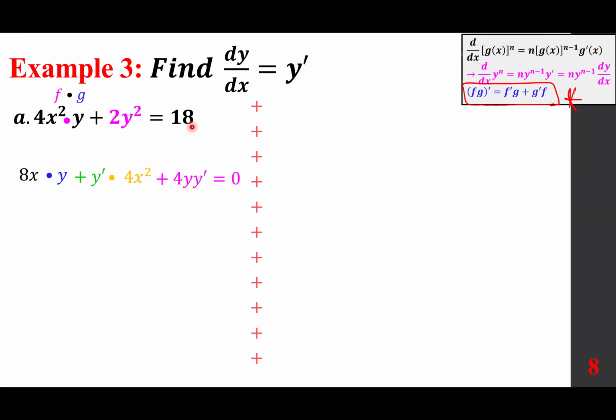Since we are solving for y prime, we're going to keep these two and move this one. Now, when we keep these two, not only can we take the common factor of y prime, we can also take 4 out, so we get 4y prime times x squared plus y. Then 8xy becomes negative 8xy on the right side.